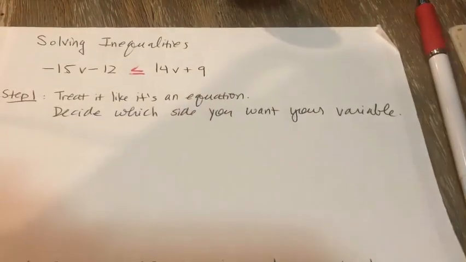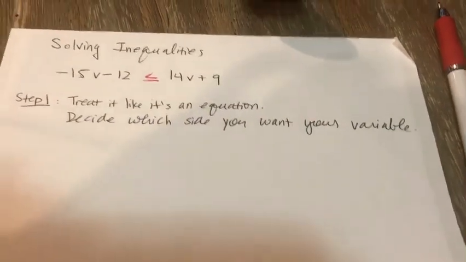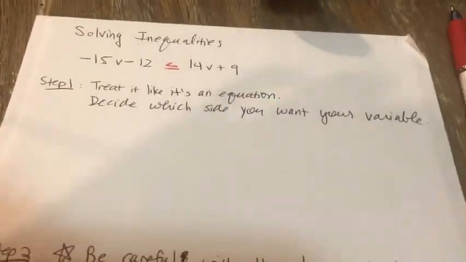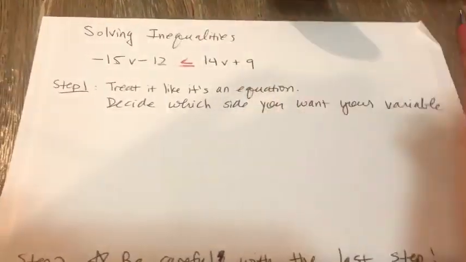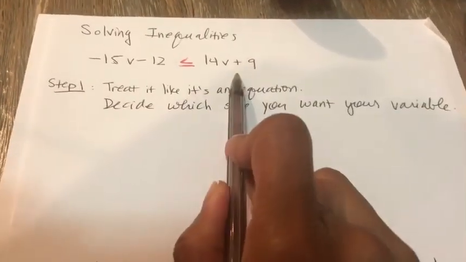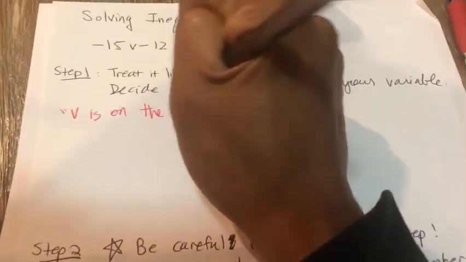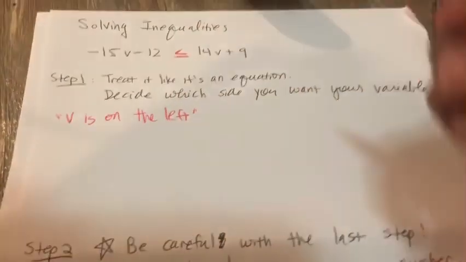There's no right or wrong answer to this, and I'm going to show you that regardless of what you decide, you'll end up with the same answer. So let's just make a decision whether we want it on the left side or on the right side. Most of the time, students like it on the left. So let's just try it on the left. I'm going to decide that v is on the left. We want to gather all of our variables on the left-hand side.